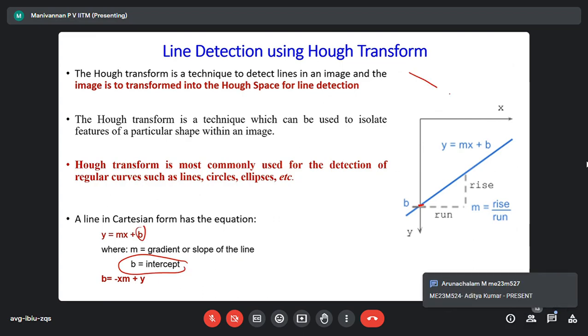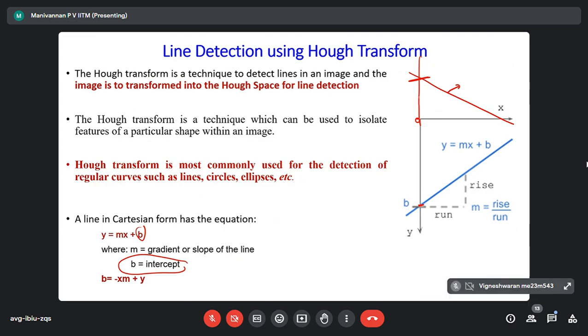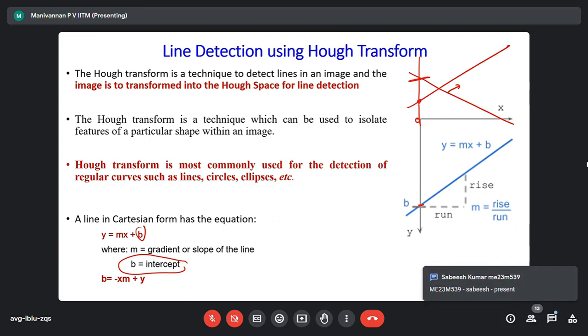So the line can be like this also. This is 0, and here it is intercepting. This is the line, and this is the intercept. It can go like this also, so this is the b value. A line can have a positive slope or a negative slope.